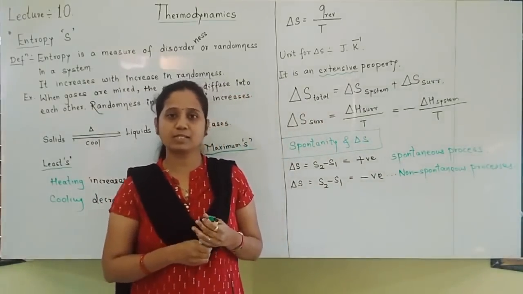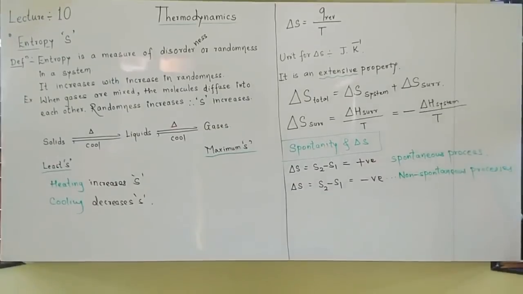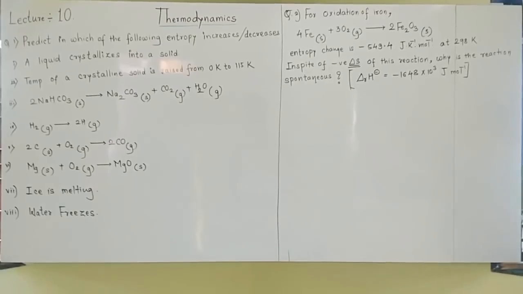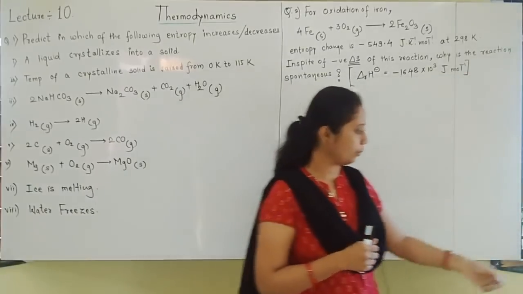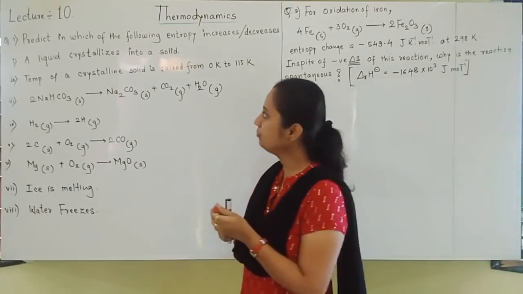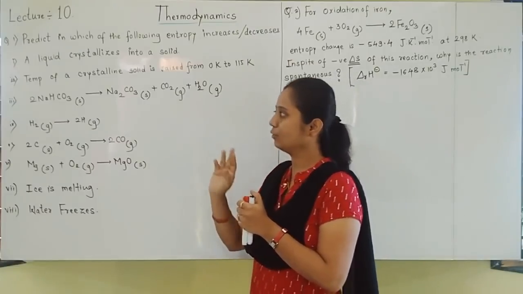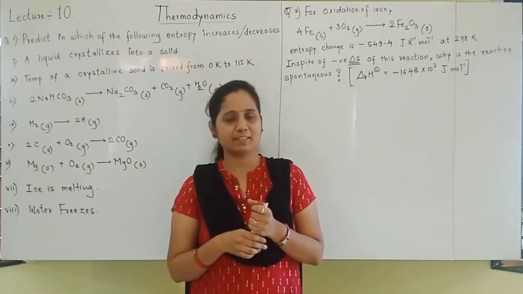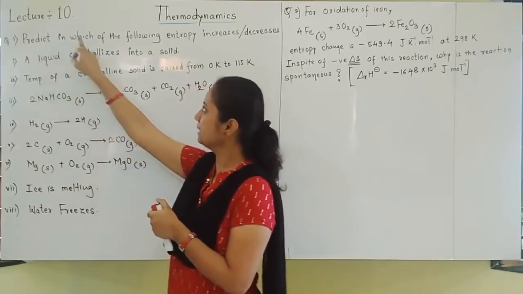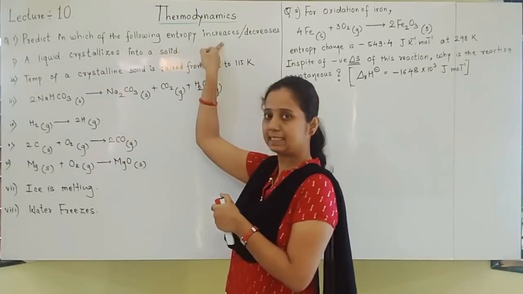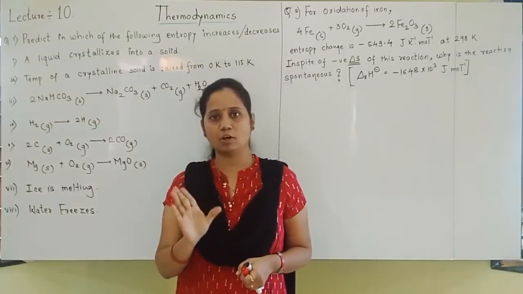So let us see, students, some of the questions based on the entropy concept. Let us see what type of questions are asked. Generally, these types of questions are asked. Any 4 or 2 will be given, and they will ask what is happening to entropy. The question is: predict in which of the following entropy increases or decreases. You have to write only the answer, whether entropy is increasing or decreasing.